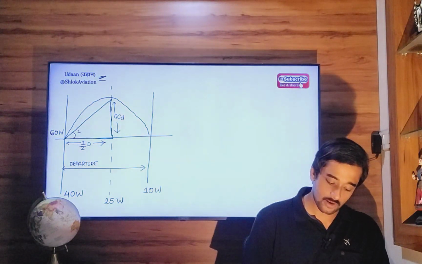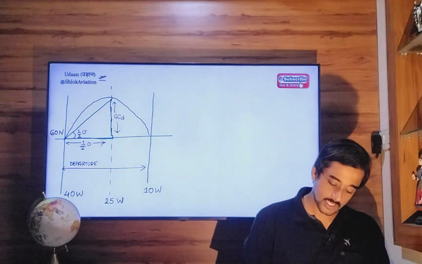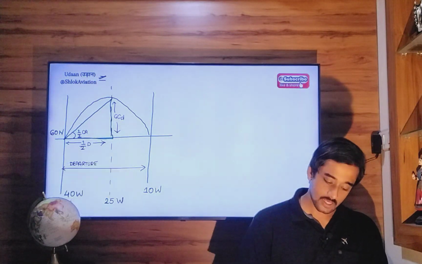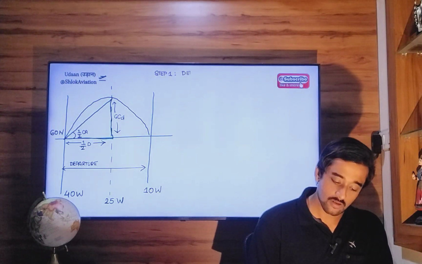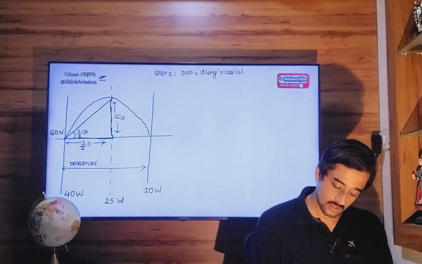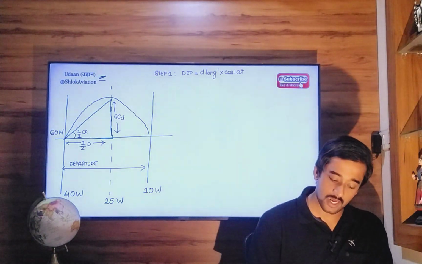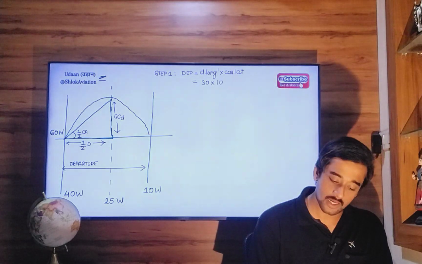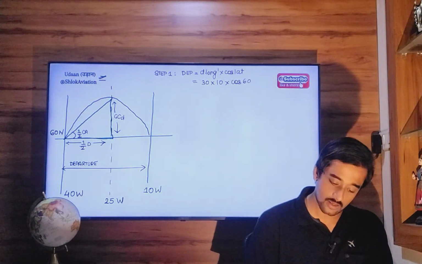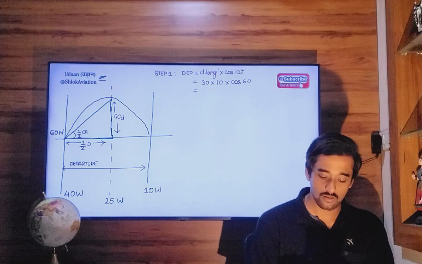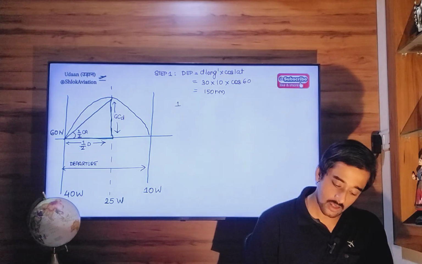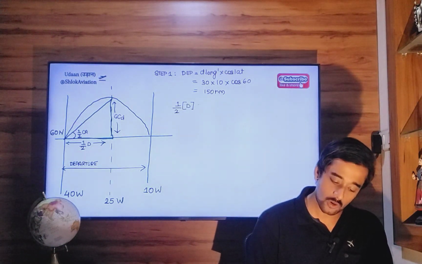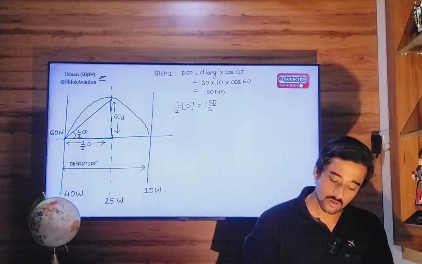This will be half of the convergency angle. Step 1: what is departure? D long in minutes into cos of lat. So D long, 40 minus 10, is 30 degrees, into 60 minutes, into cos of 60, gives 900 nautical miles. Now half of this departure will be equal to 450.